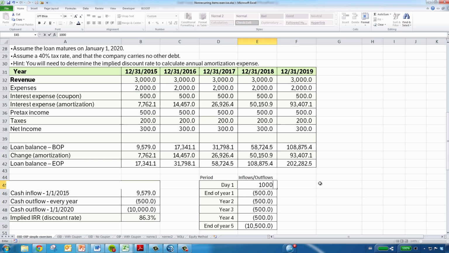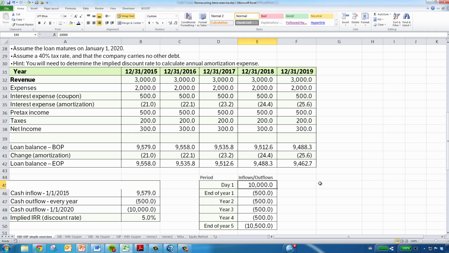So for example, if there was no original issue discount and the company just received $10,000 initially, the IRR would be exactly that 5%. But because there's that original issue discount of about $421, bringing the original issue to $9,579, the implicit interest rate is a little bit higher. And so here, interest expense is comprised of two components. One is the traditional cash interest payments of $500 every period, right? And then the other component is amortization.